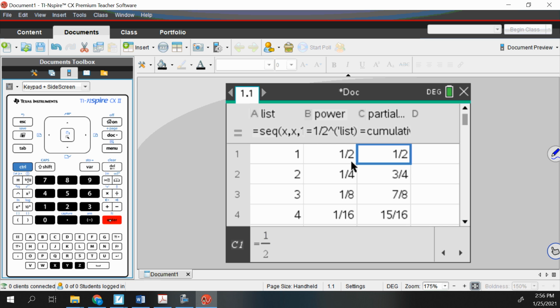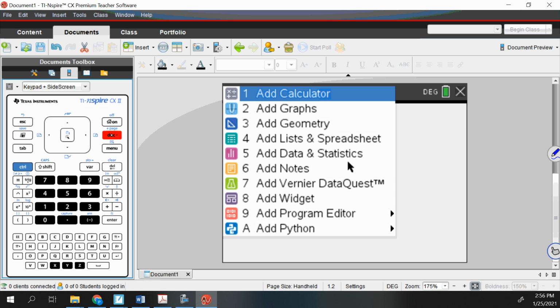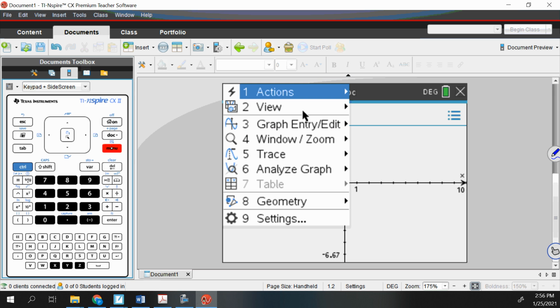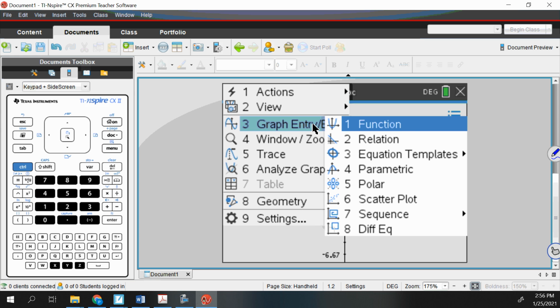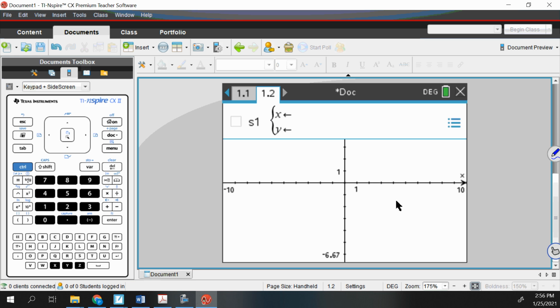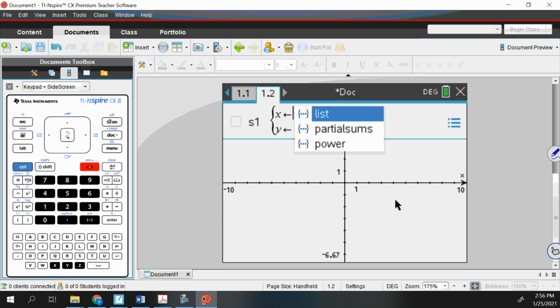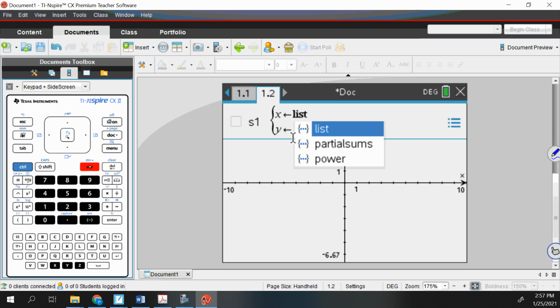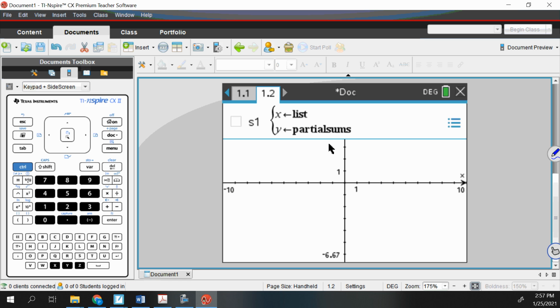Well, now let's do control doc, and we're going to add a graphs page. We're going to go menu and graph entry edit to change it to a scatter plot. In the X's, we want our list. So if we go to variable, we can select list. And in the Y's, what we're trying to graph is the partial sums. So we're going to do variable partial sums.